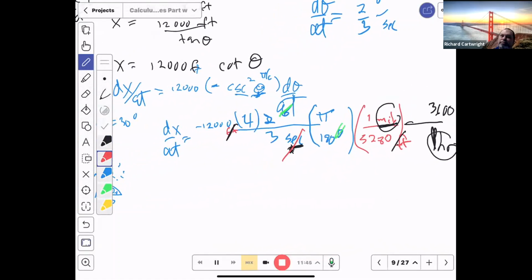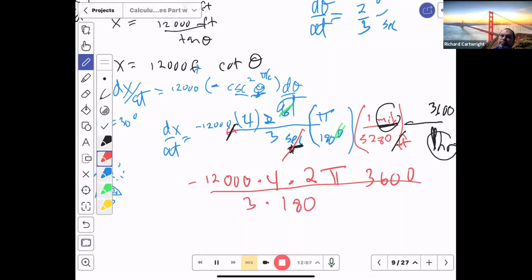I have still here a negative 12,000 times a 4 times a 2 pi times a 3,600, that's at the top, and the bottom is 3 times the 180 times the 5280 miles per hour. Should be dx/dt if I didn't make another mistake like I did this morning.